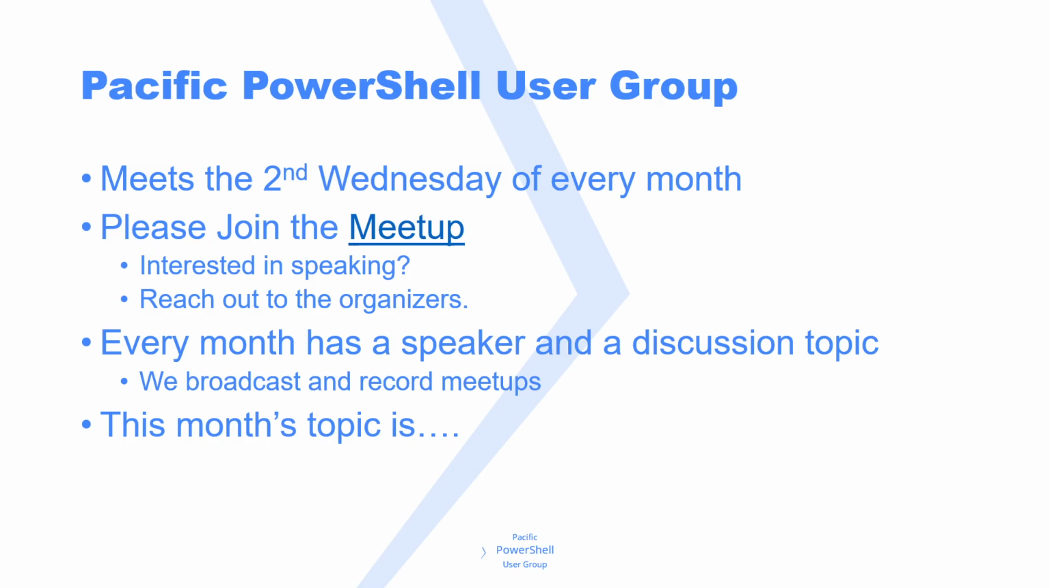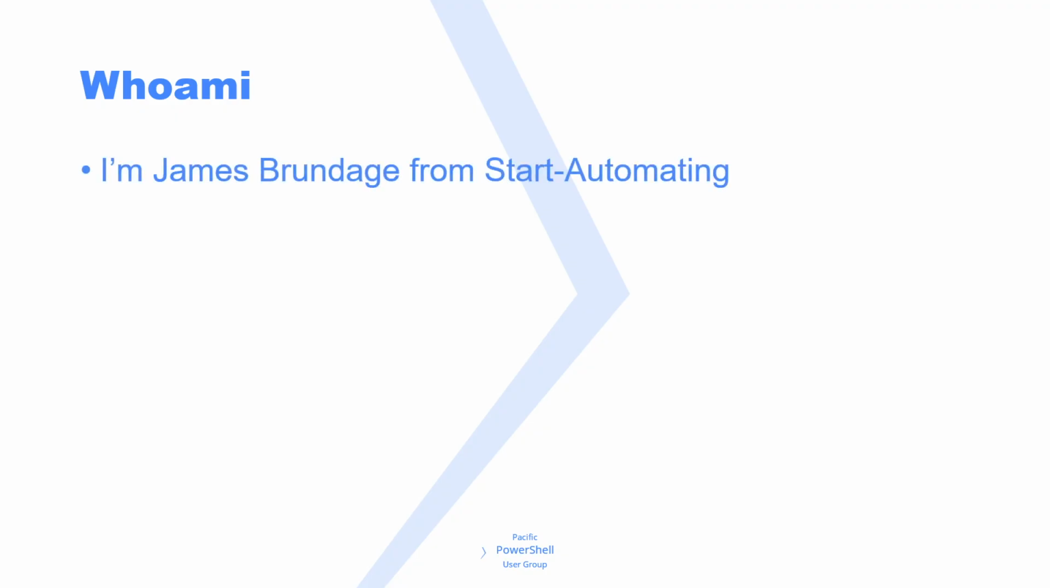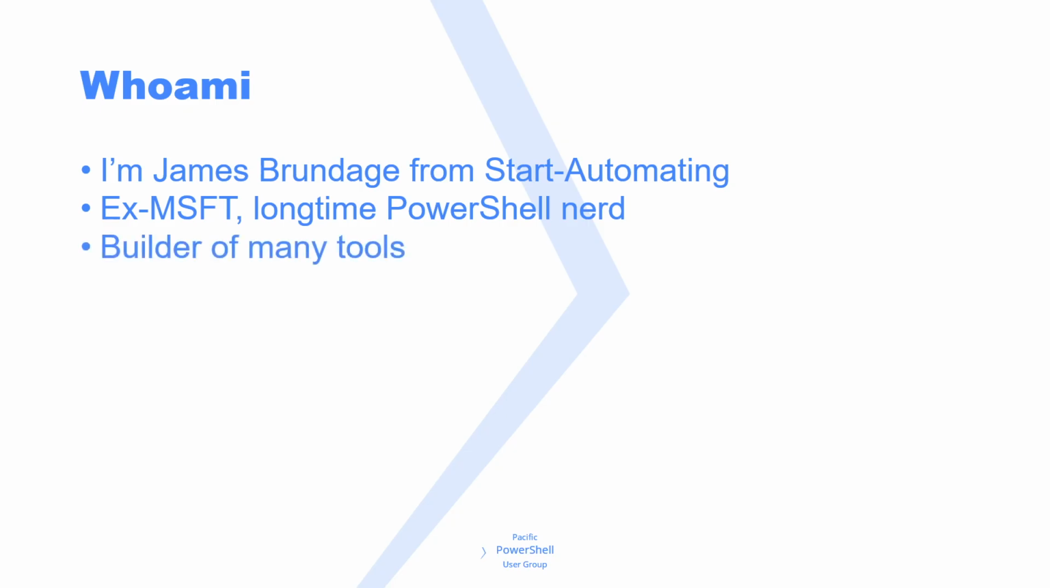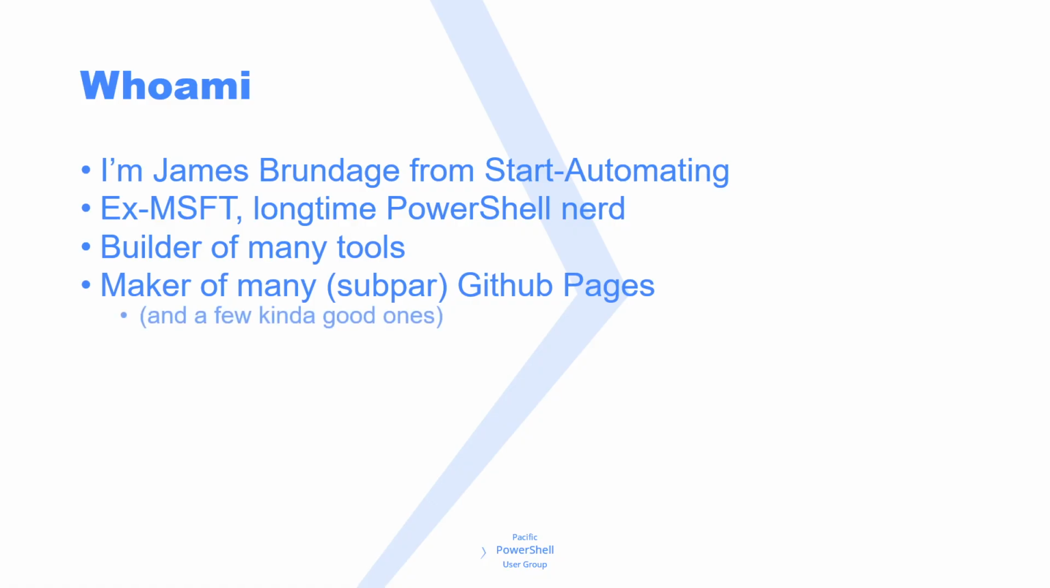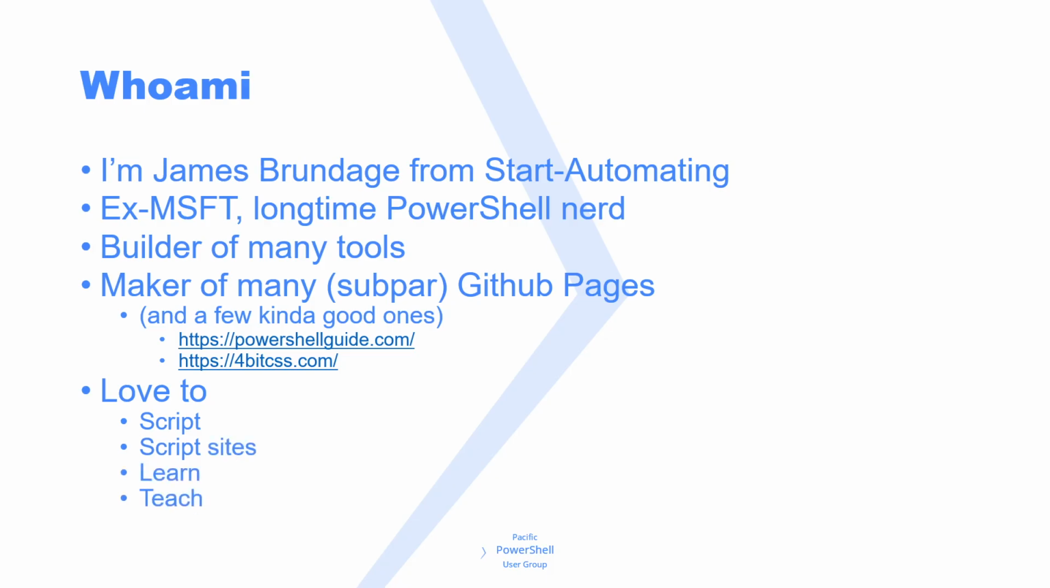This month's topic is generating GitHub pages with PowerShell. First, the obligatory intro slide, in case anybody doesn't know. I do switch it up every time, though. So hey, I'm James from Start Automating. I'm an ex-Microsoft employee and a longtime PowerShell nerd and the builder of many tools and the maker of many subpar GitHub pages and a few kind of good ones like the PowerShell Guide and 4-bit CSS. I love to script and script sites and learn and teach, and today I'm going to try to teach you a little bit about what I've learned about GitHub pages.